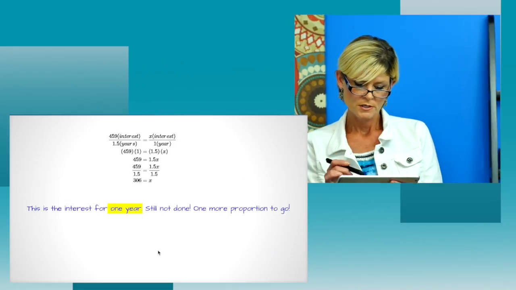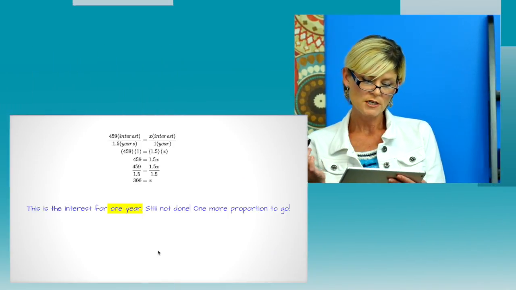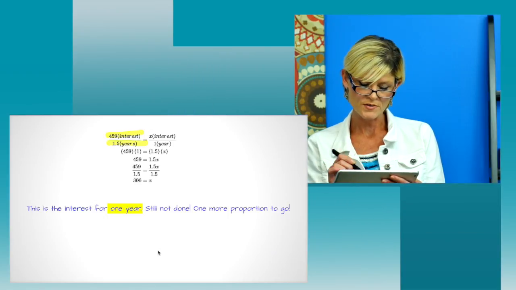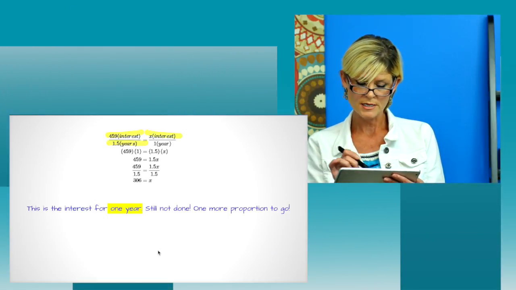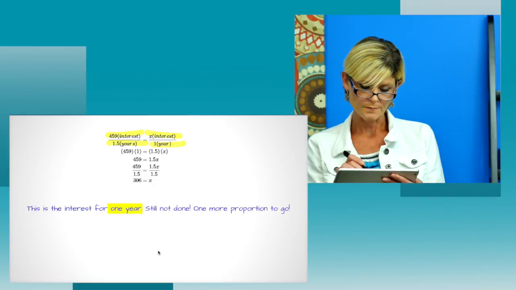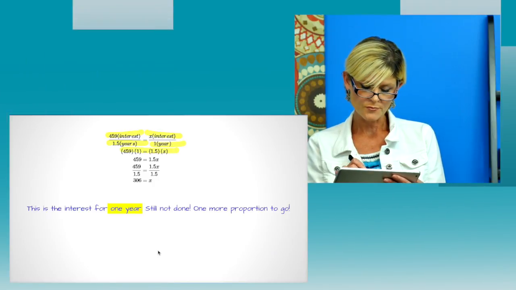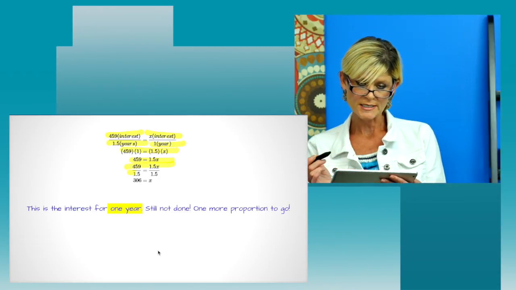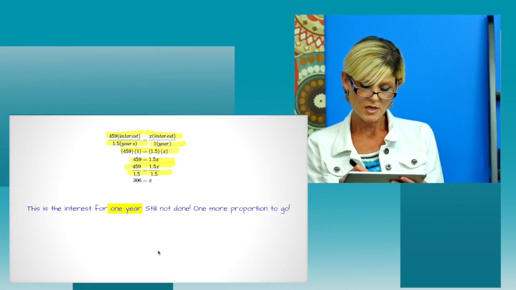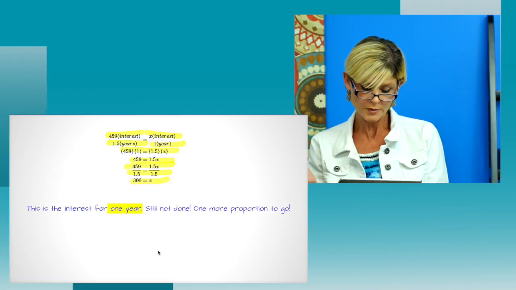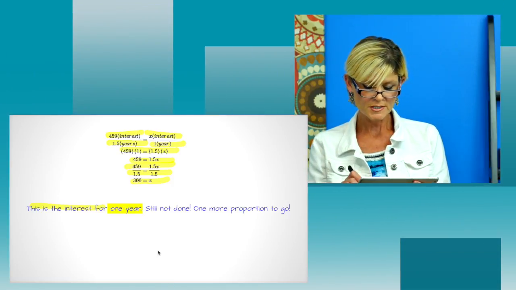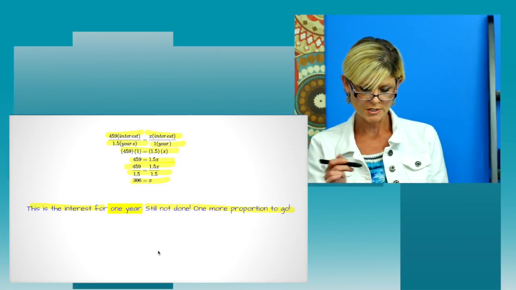All right. So we have the interest amount of $459 over 1.5 years equals X, which is the interest, over 1 year. Cross multiply, we get 459 equals 1.5X. Divide both sides by 1.5, and we get 306 equals X. Now, this is the interest for 1 year, but we're still not done. We have one more proportion to go.